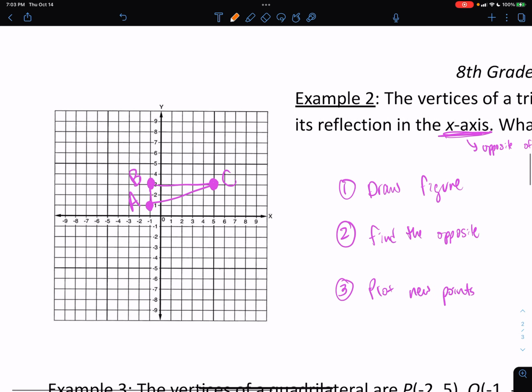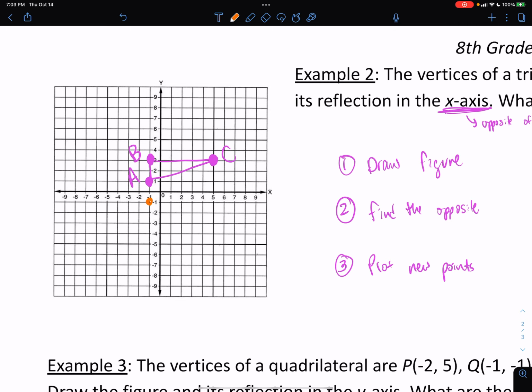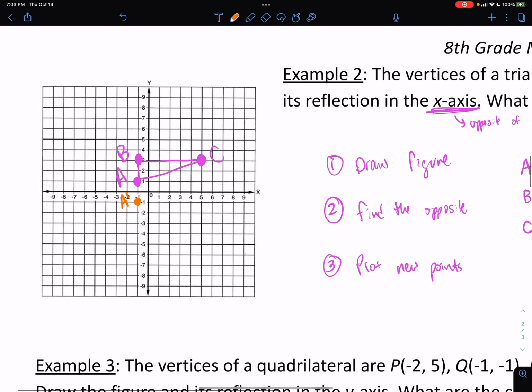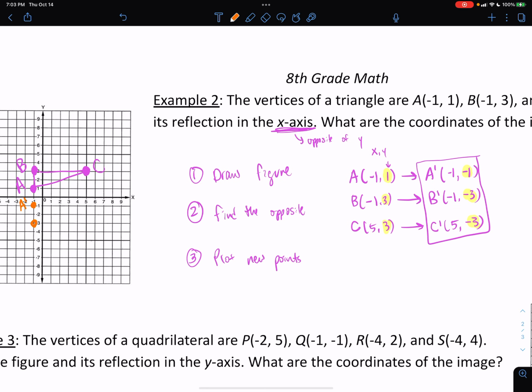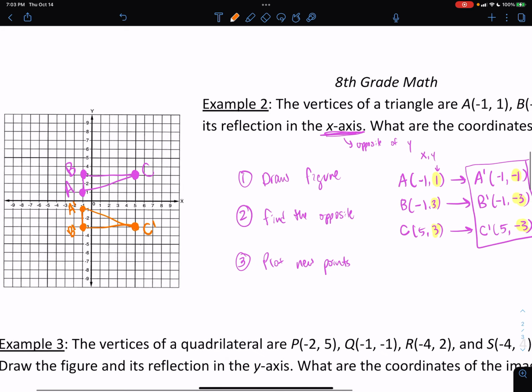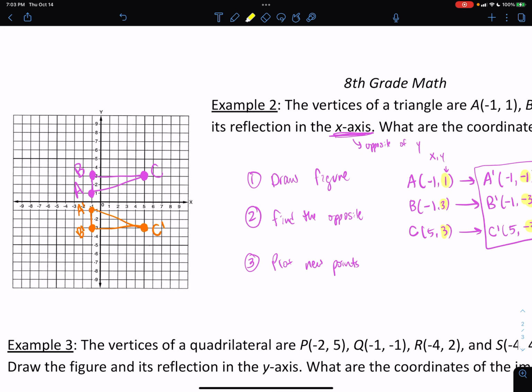So (-1, -1) would be right here. I will label this as A prime. B prime is going to be (-1, -3). And C prime is going to be (5, -3). And then if you draw the image, does this look like a reflection across the x-axis? Right, the x-axis is this middle line right there, and it does look like a reflection.